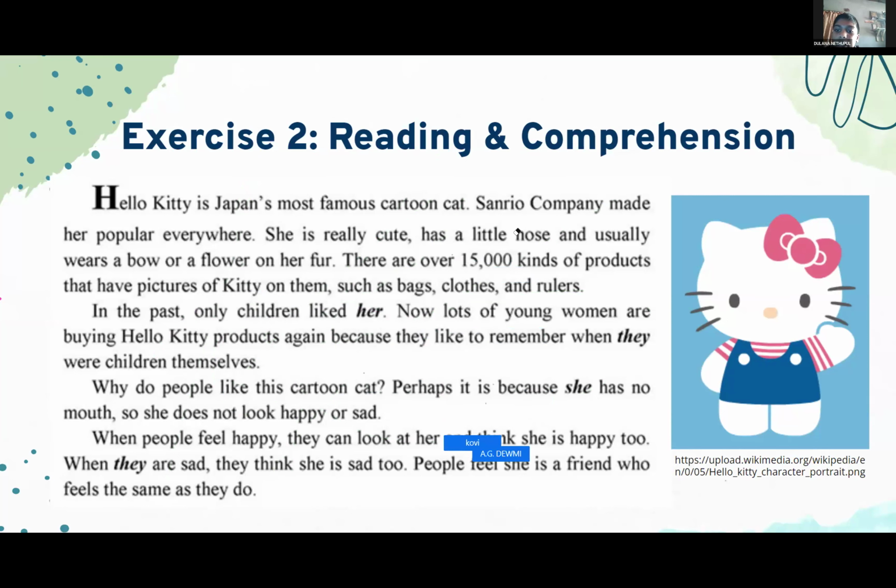Why do people like this cartoon cat? Perhaps it is because she has no mouth, so she does not look happy or sad. When the people feel happy, they can look at her and think she is happy too. When they are sad, they think she is sad too. People feel she is a friend who feels the same as they do.